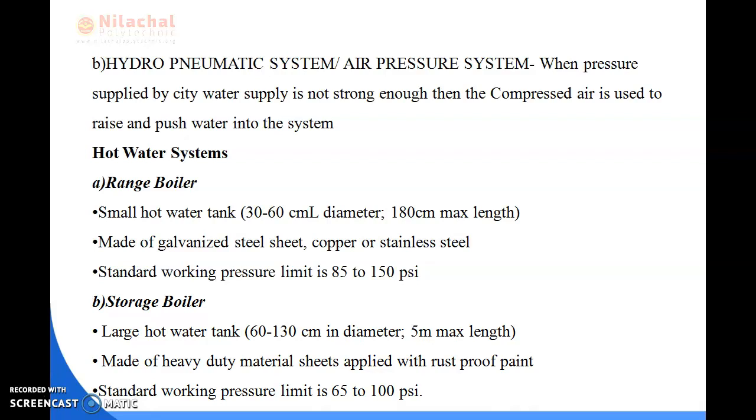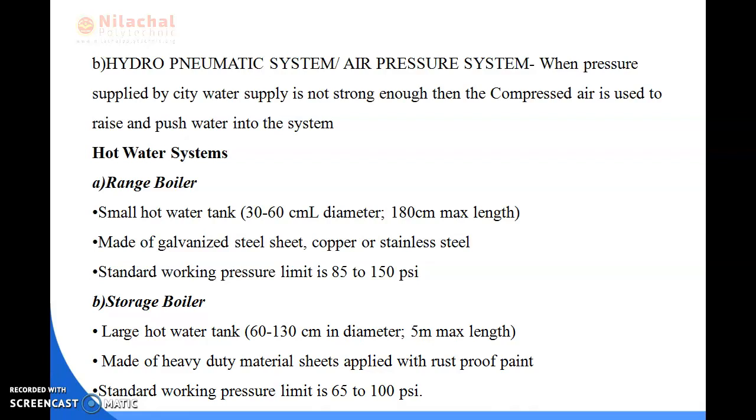Range boiler means it is a small hot water tank with a diameter of 30 to 60 centimeter and a length of about 180 centimeter maximum. The range boiler is made up of a galvanized steel sheet, copper or stainless steel. The standard working pressure limit is about 85 to 150 psi, that is, pound force per square inch.